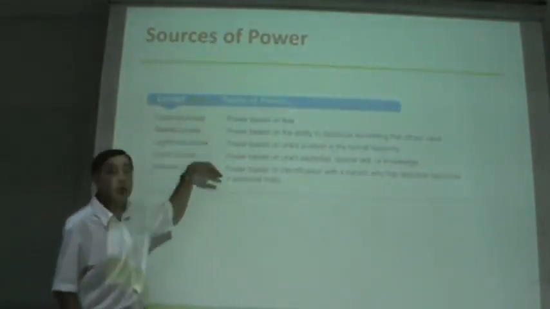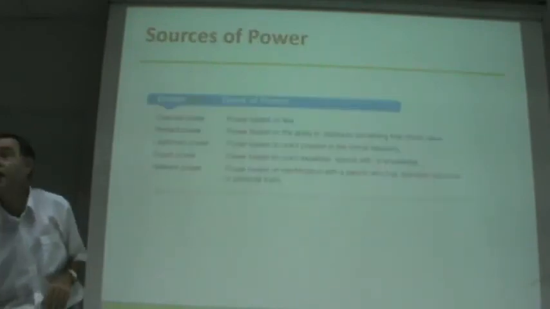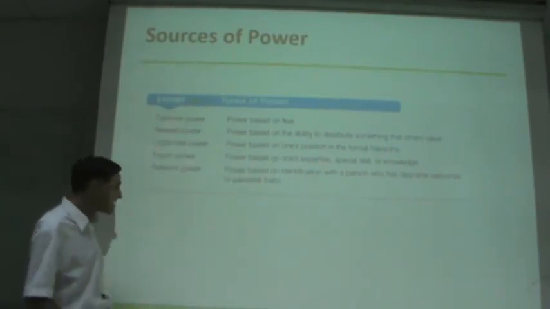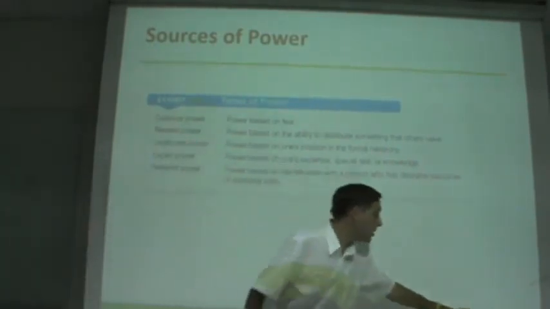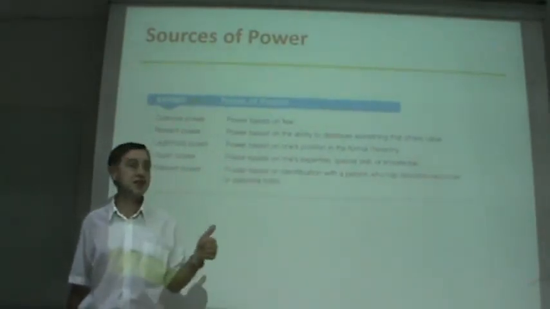And we have 1 or 2 more. All right, sources of power. Let me see how many more. Span of control. No, we've got too many. Next time we continue. Remind me, this is slide number 12. Okay, slide number 12. We continue next time. All right.